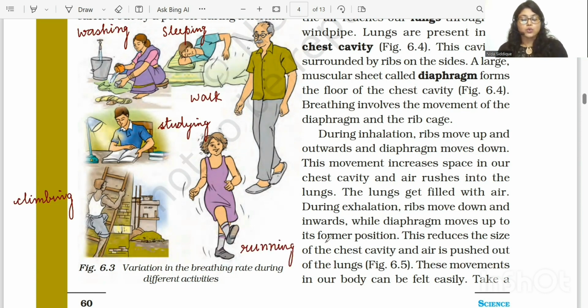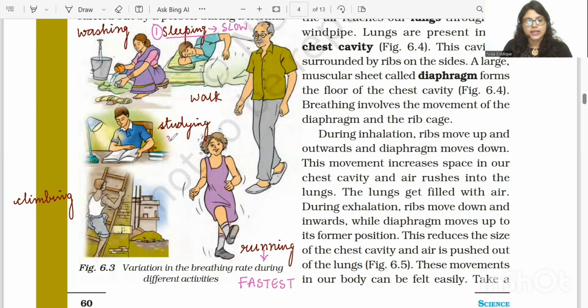Okay. So whose breathing rate will be the slowest? So of course, the individual who is sleeping will have the slowest breathing rate. And the girl who is running, she will have the fastest breathing rate. Now let's arrange them in the increasing order of their breathing rates. So the person who is sleeping, सबसे कम उसका breathing rate होगा.